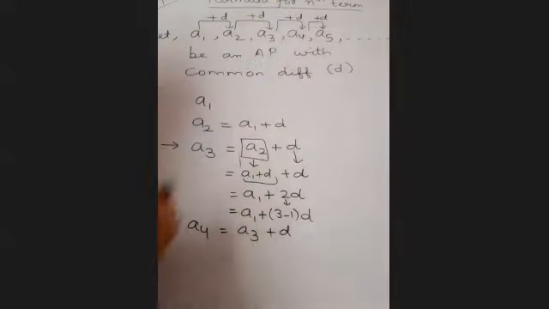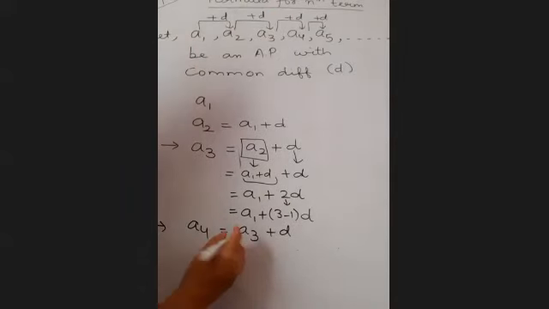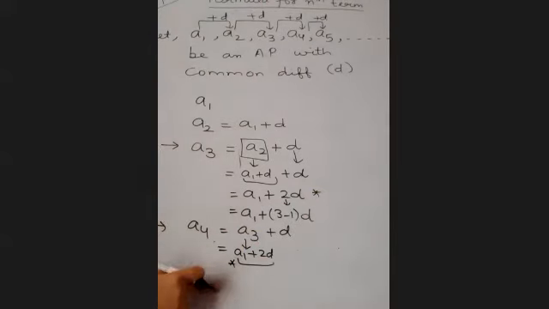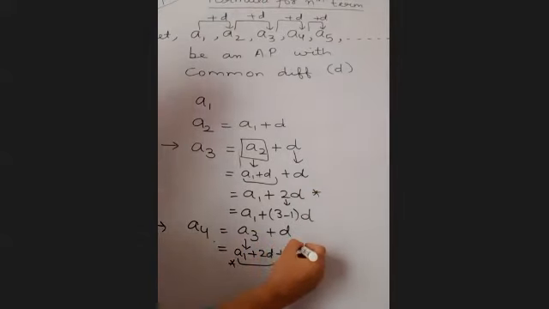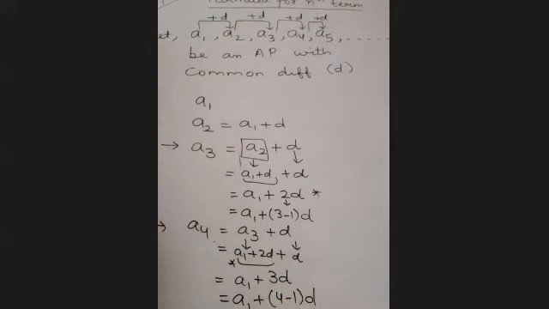A4 is A3 plus D. But in place of A3, again I can put A1 plus 2D from here. A3 is A1 plus 2D, and this D as it is. So what has this become? A1 plus how many times D? 3D. And can I write it as A1 plus 4 minus 1 times D?